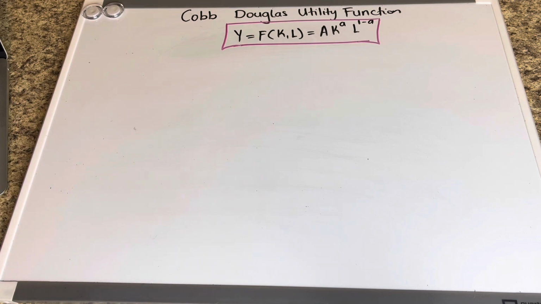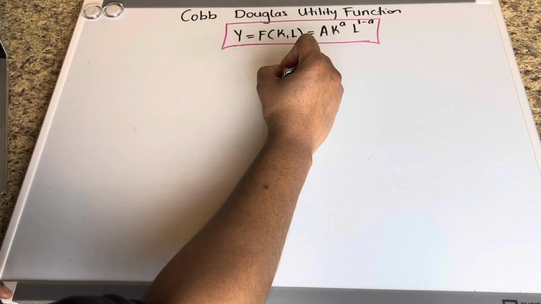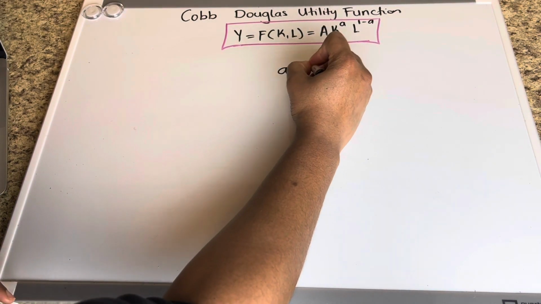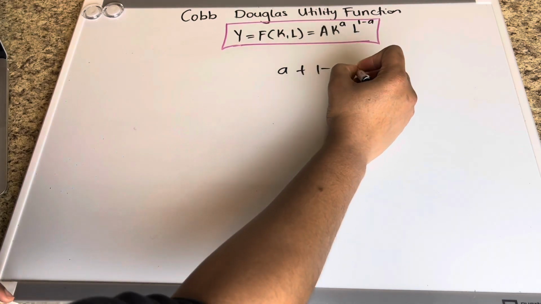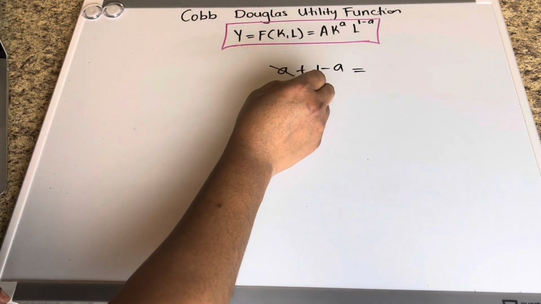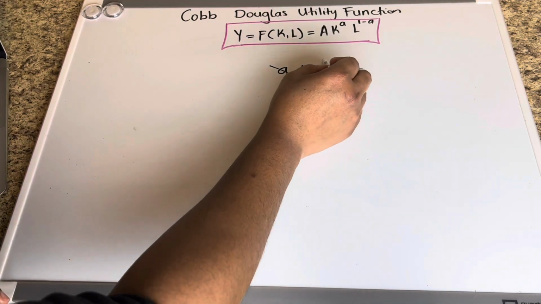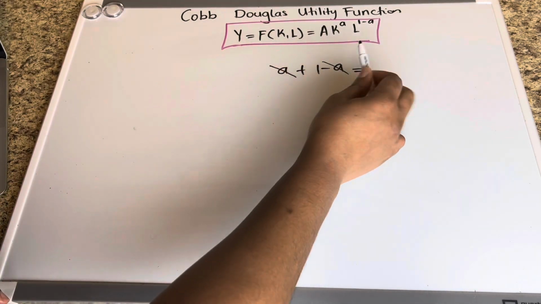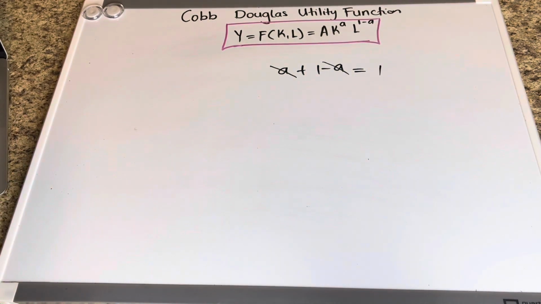Let's do the simple math for it. We have A plus 1 minus A, and then we should do the math for that. Simply, A will cancel A right here, and that will leave us equal to 1. So that's as simple as it goes.